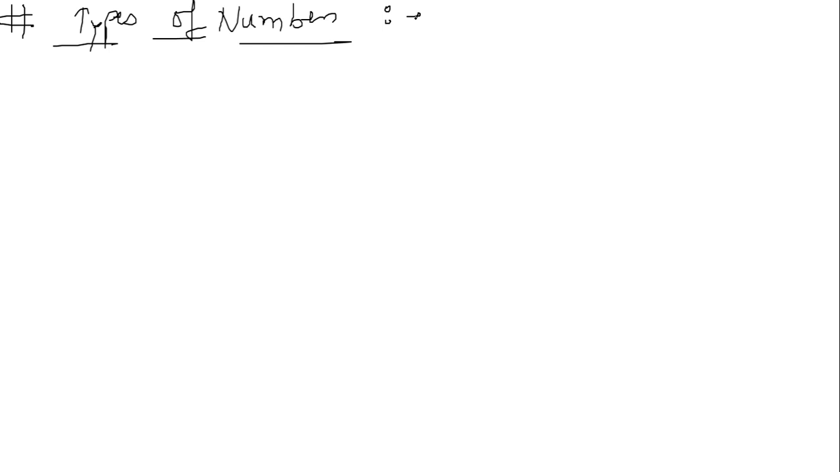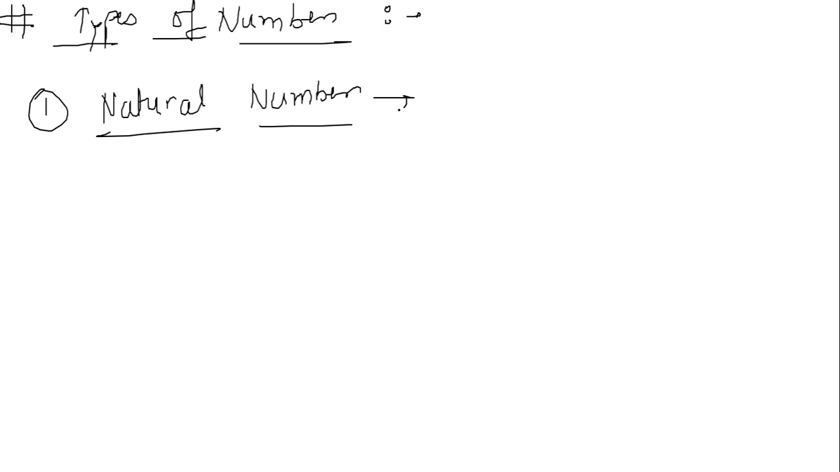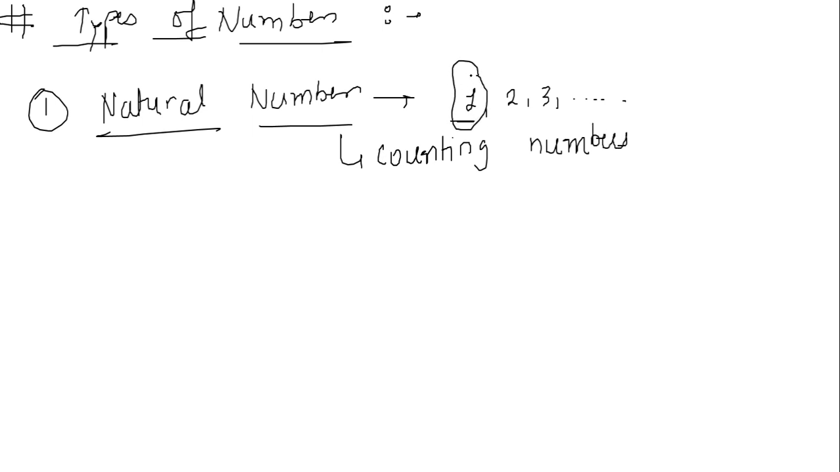Now the first type of number is the natural number. We already know what a natural number is. Counting numbers starting from 1 up to infinity are nothing but natural numbers. These are the counting numbers which start from 1.